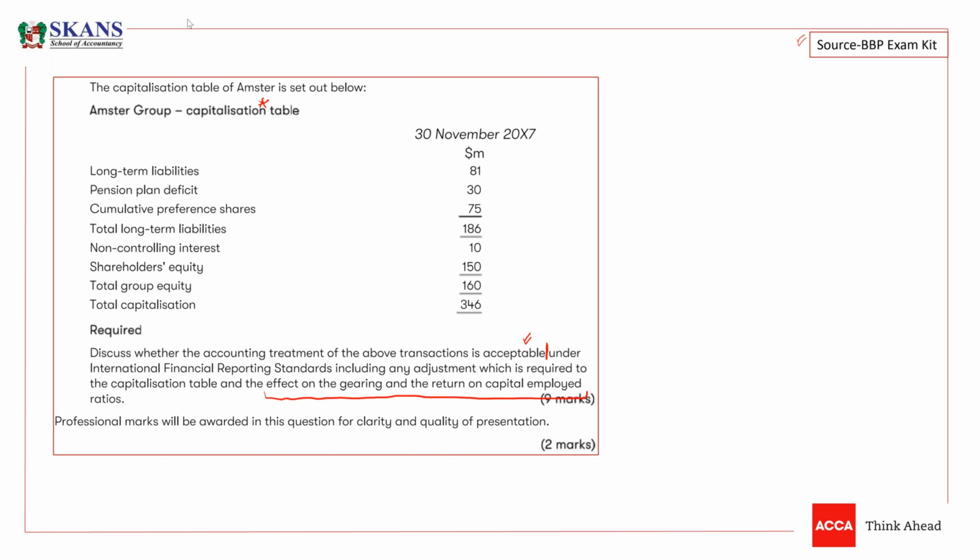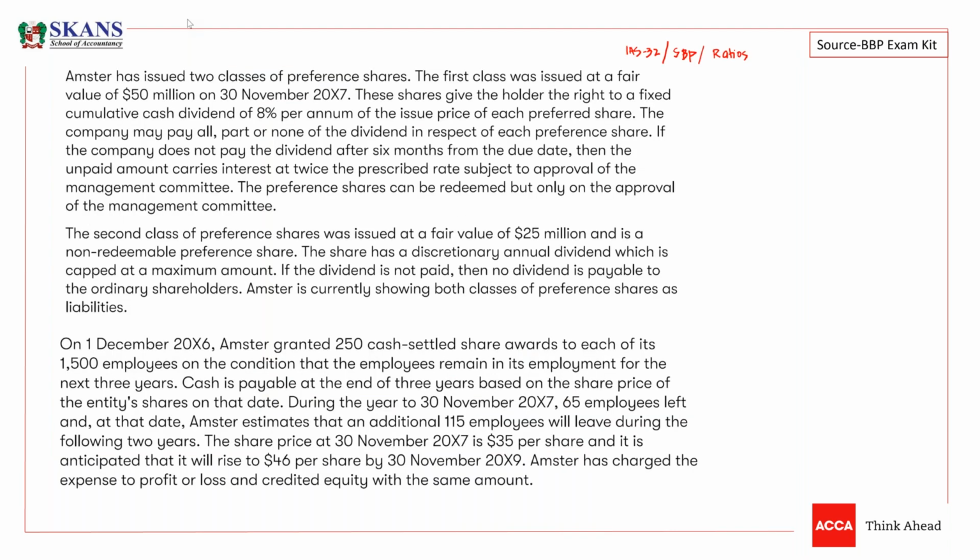So the next is, let's start the question. The first paragraph and the second paragraph is on IAS 32, classification into debt and equity. So we are going to solve it together. So listen carefully. What is here? Amster has issued two classes of preference shares. The first class was issued at fair value of 50 million on 30th November X7, which is actually your year end.